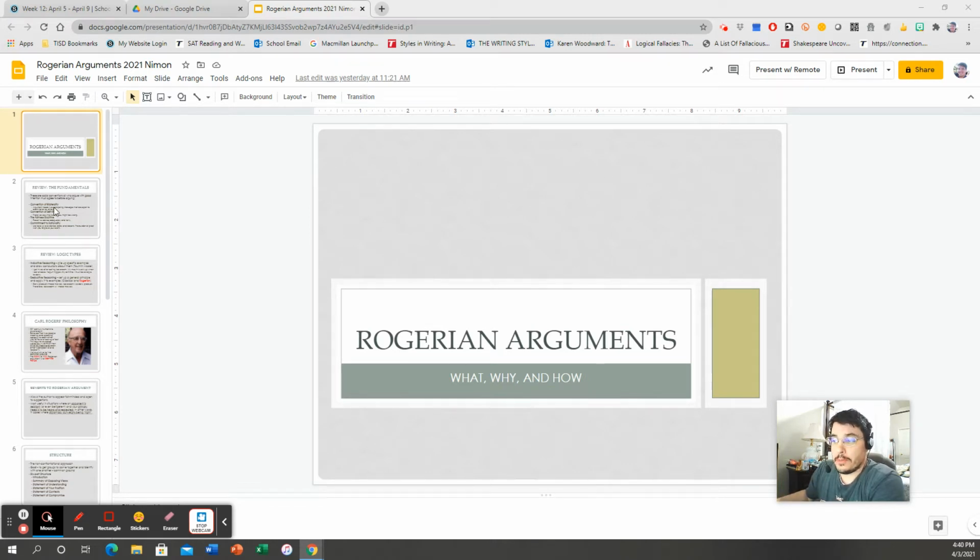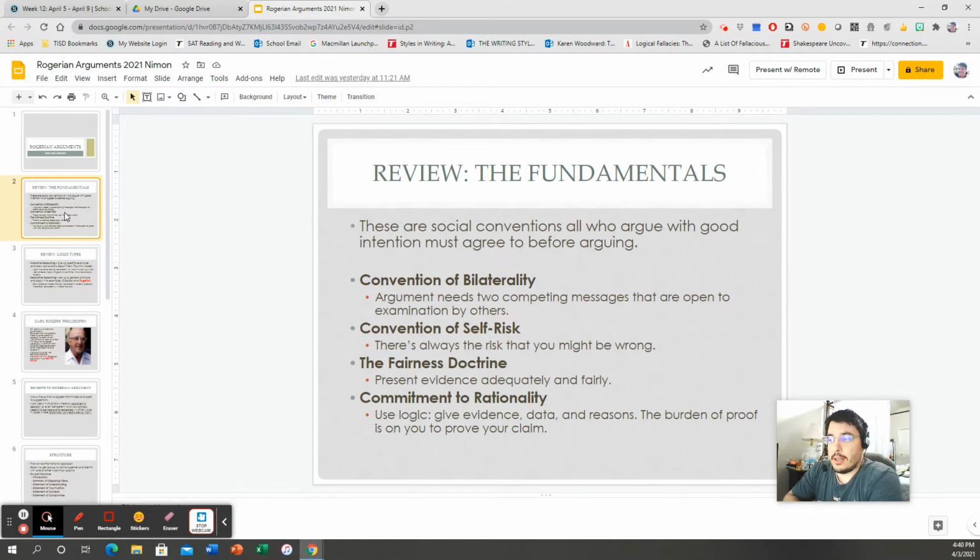All right, so before we can get into what a Rogerian argument is, I need to recap a couple of things. So, first, you've seen this before in your notes, but there are four basic fundamentals of any argument. Okay, and these are fundamentals that exist if the argument is good natured, as in, the people that are arguing are actually trying to have a legitimate discussion rather than people bickering on the internet. That's not necessarily a true argument.